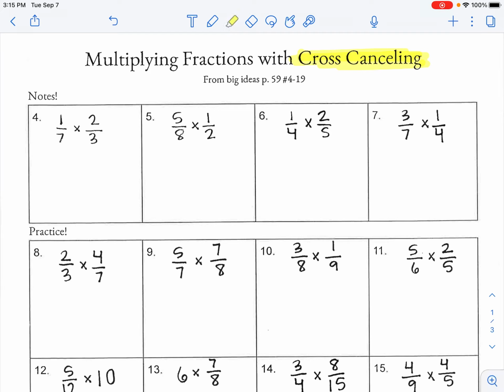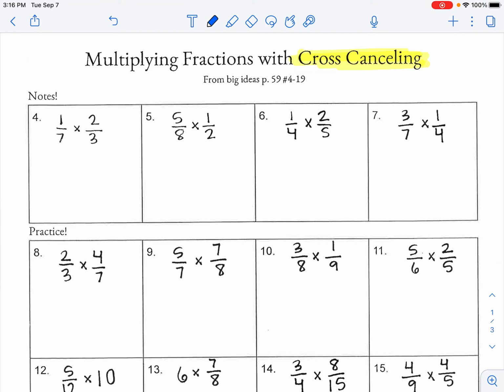So number 4, what I'm doing is I'm looking diagonally at the 2 and the 7, and I'm asking myself, is there anything that I can divide 2 and 7 by to make those numbers smaller? Nope, because 2 is prime and 7 is prime, so there's nothing that I can divide by. Now I'm going to look at 1 and 3. Is there anything I can divide 1 and 3 by to make them smaller? So kind of like we do in our division ladders. No, there's nothing I can divide 1 and 3 by.